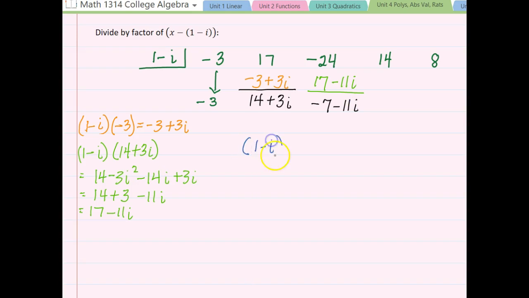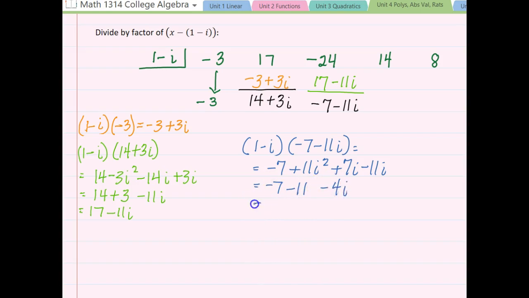Now we need to multiply 1 minus i times -7 minus 11i. Again, we are multiplying complex numbers. We can see 1 times -7 is -7. -i times -11i is positive 11i squared. The -i times -7 is going to be a positive 7i, and then 1 times the -11i will give me my -11i. Adding my reals together and my imaginaries, I'm going to get this complex number and put it underneath the 14 and add.